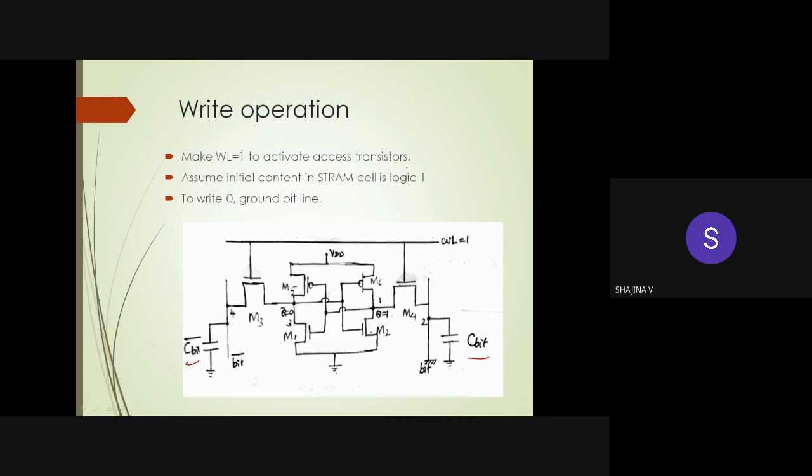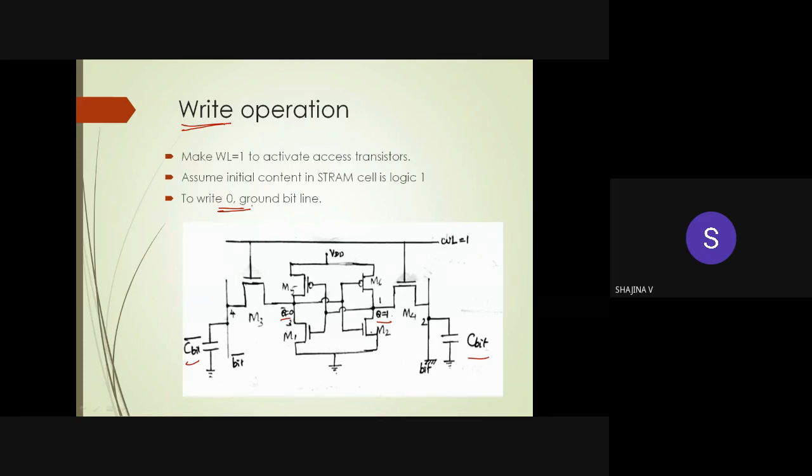Here we are not precharging, note, because it is a write operation. In the read operation we were initially precharging the bit lines to a high value. For the write operation, what we have to do is write some content, 1 or 0, into the memory location. Assuming that the initial content of the SRAM cell is logic 1, that means Q is equal to 1 and Q bar is equal to 0. Now I have to write a 0 to it.